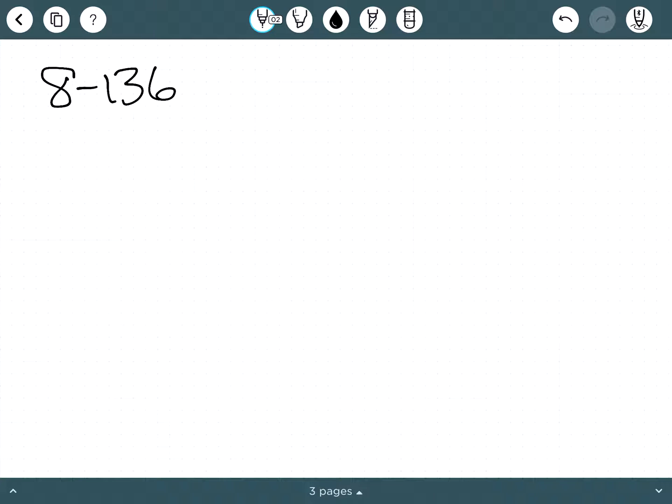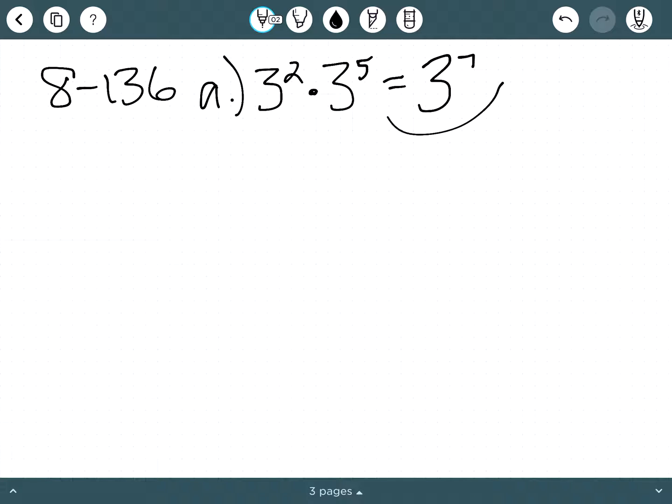All right, so part A gives us 3 to the second times 3 to the fifth. We learned in our shortcut that when we are multiplying with exponents, bases stay the same, and we add the exponents. So it would be 2 plus 5 to get 3 to the seventh.